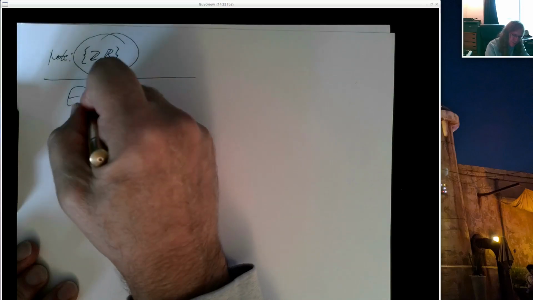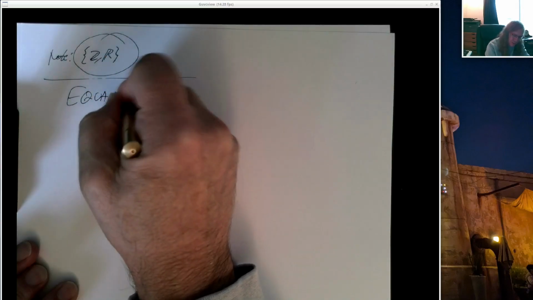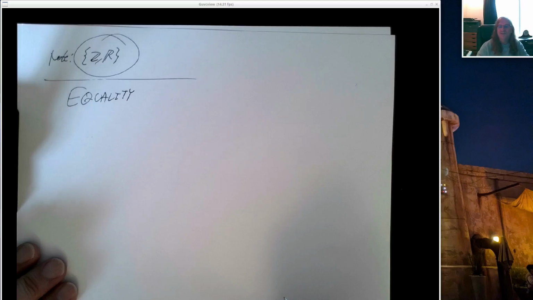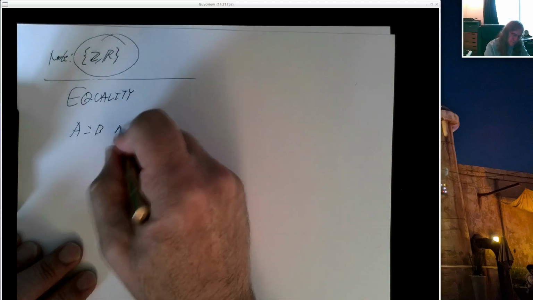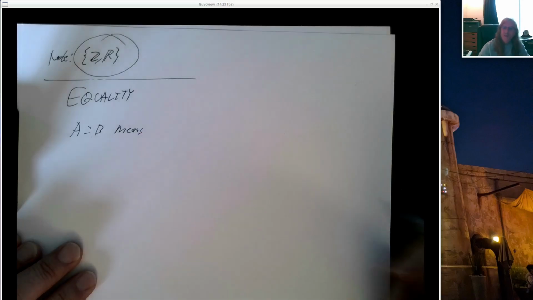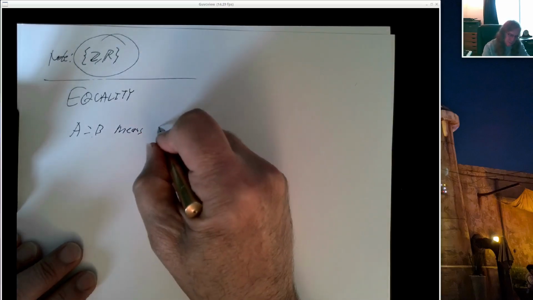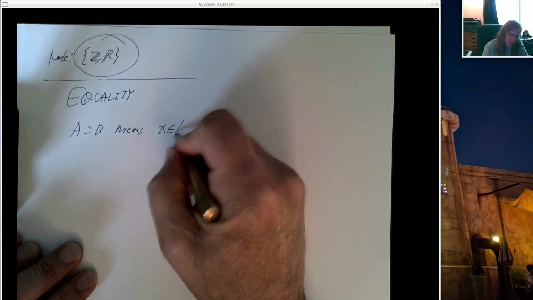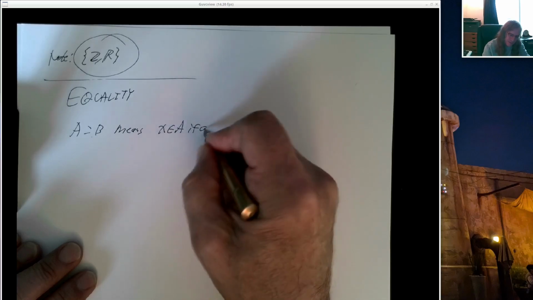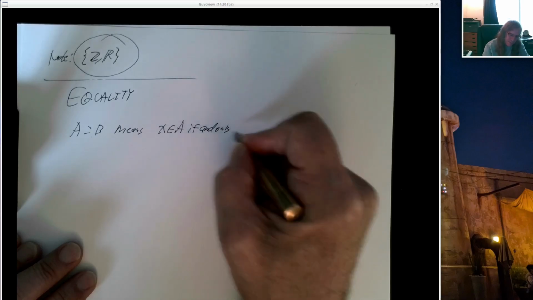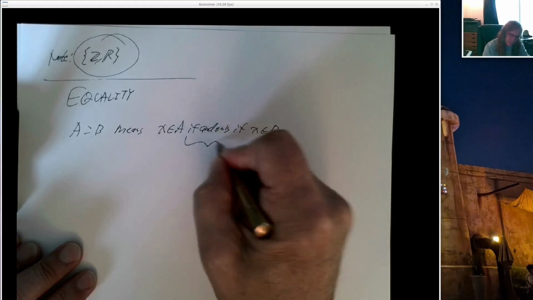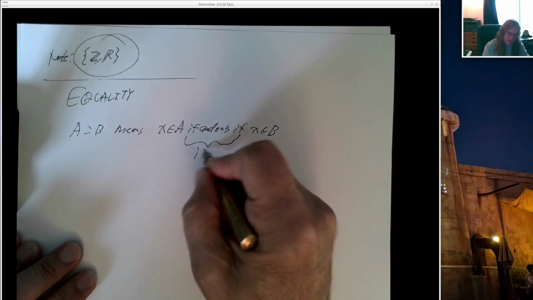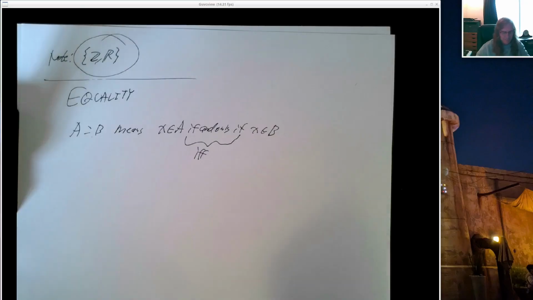Alright, so what does it mean when we talk about equality of two sets? So A equals B means any element X is contained in A if and only if X is also contained in B. And sometimes if and only if we'll write as IFF.